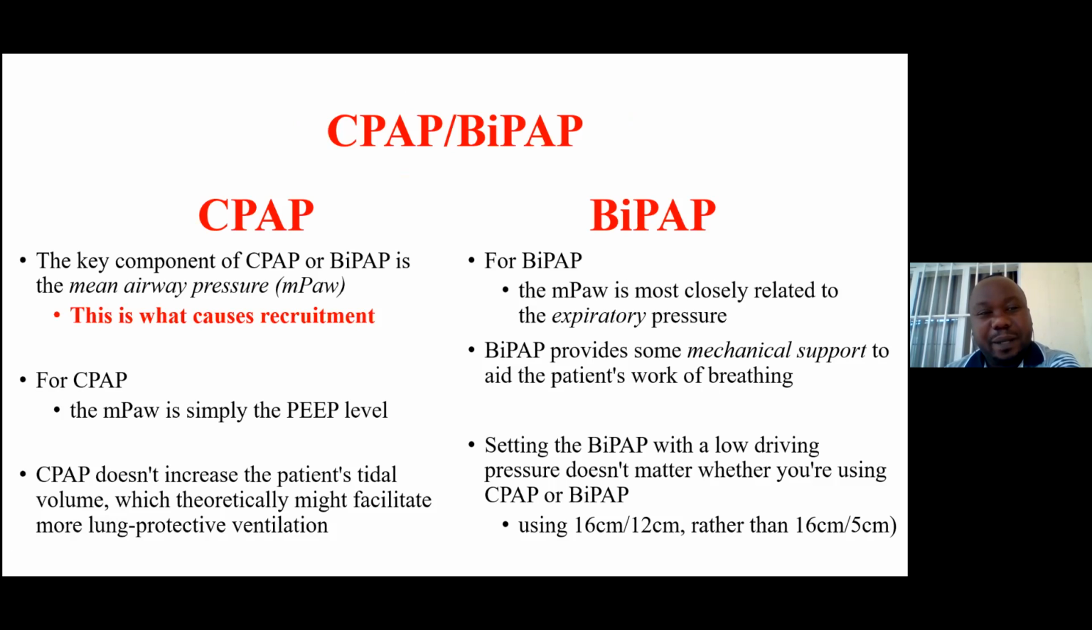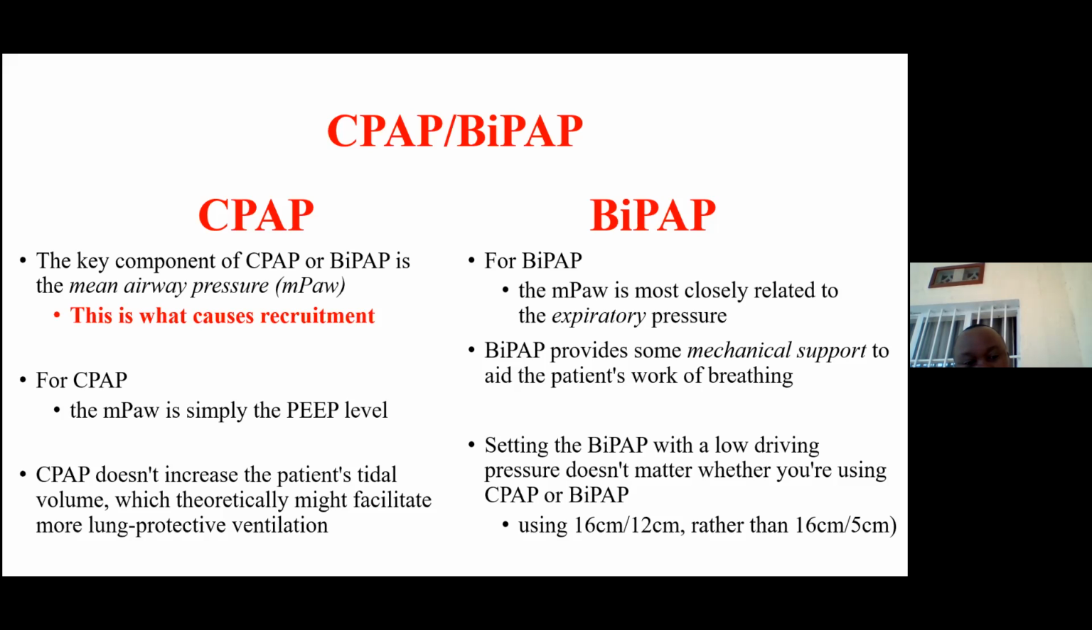So CPAP and BiPAP, we talk about CPAP or BiPAP as considering the mean airway pressures, which is what causes recruitment, as I was explaining about expansion and alveolar opening up of the lung. And then from that, the air has where to do gas exchange. For the CPAP, the mean airway pressure is a PEEP. I talked about it. And for the BiPAP, we must have expiratory pressure. We have inspiratory and expiratory pressure. We have two pressures, which we have to set at a different level.